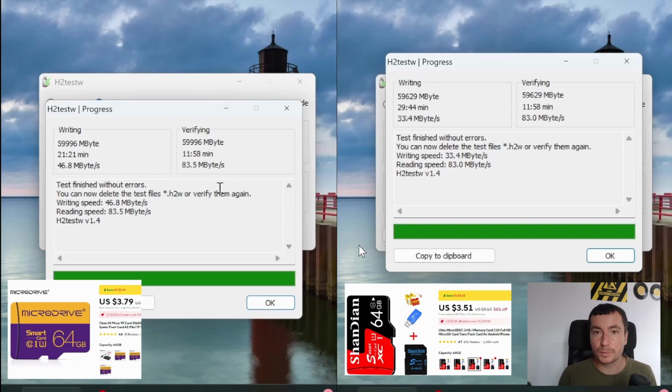29 minutes. In terms of verifying, it is meaning that reading back the data, it is producing the same amount of time, exactly the same amount of time, but we have the MicroDrive, it's a bit faster with 500 kilobytes. Yeah, that's about the test.